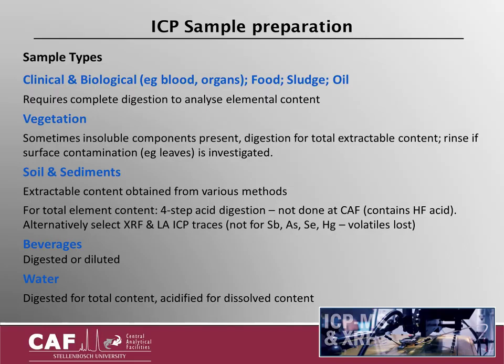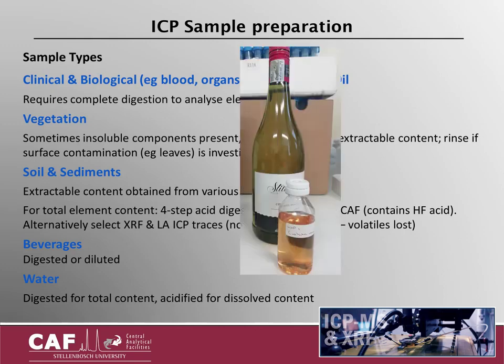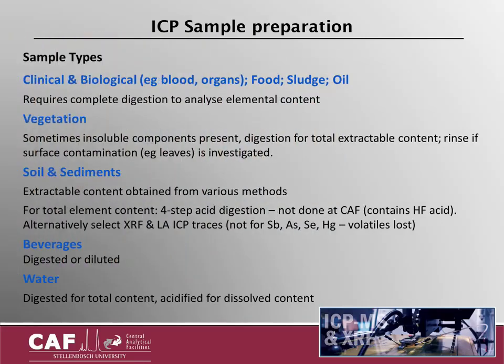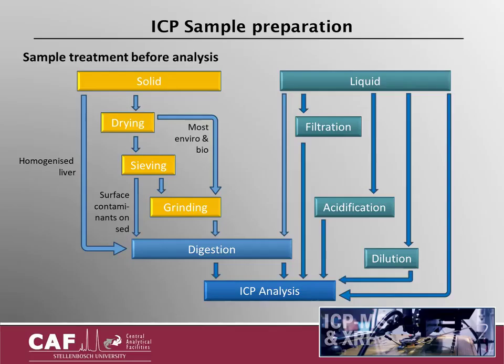processing step. Beverage samples for ICP analysis could be either digested or diluted. It will depend on the type of sample. Where you have water samples, it could be digested for total content if there is some turbidity in the samples, or it could just be acidified for the dissolved content.